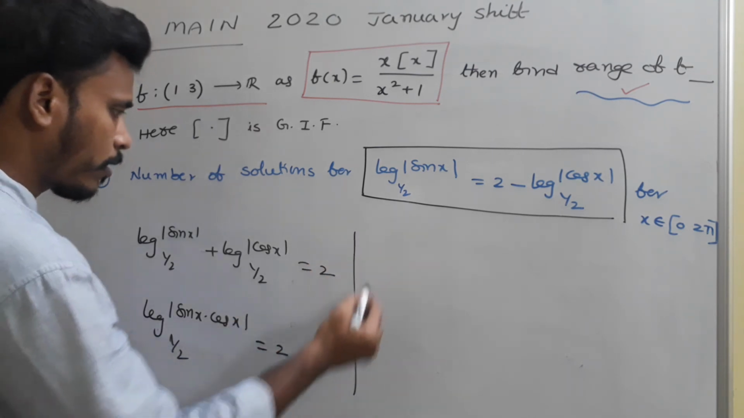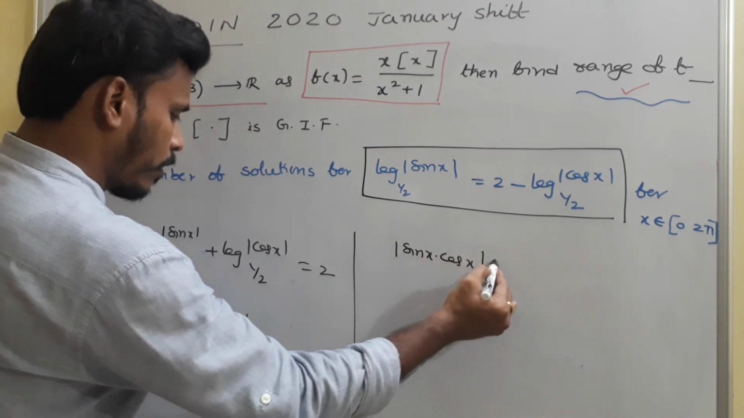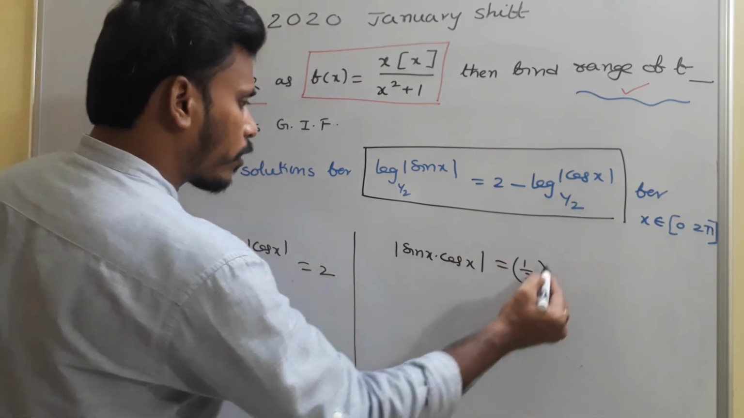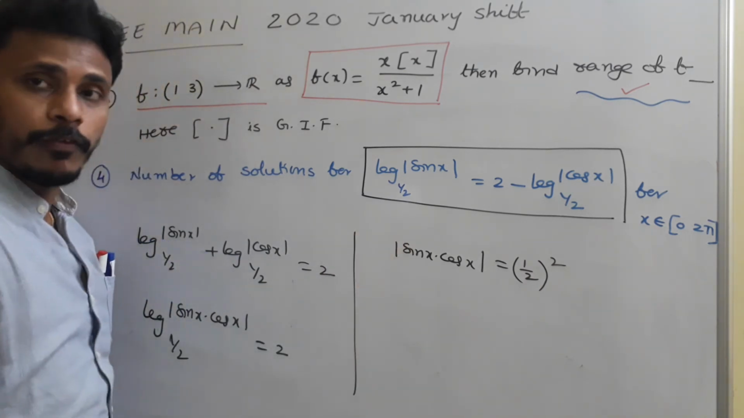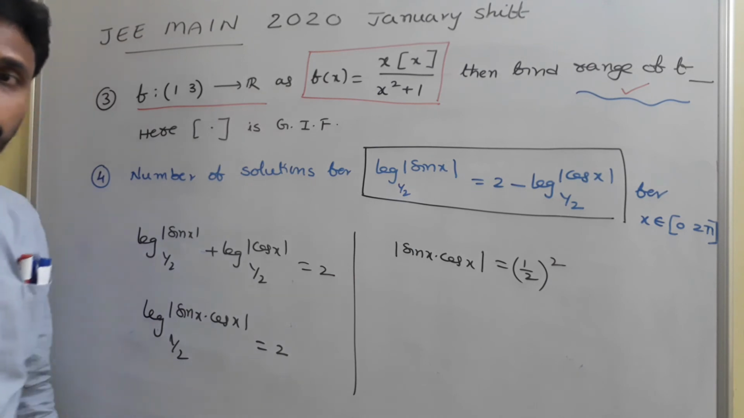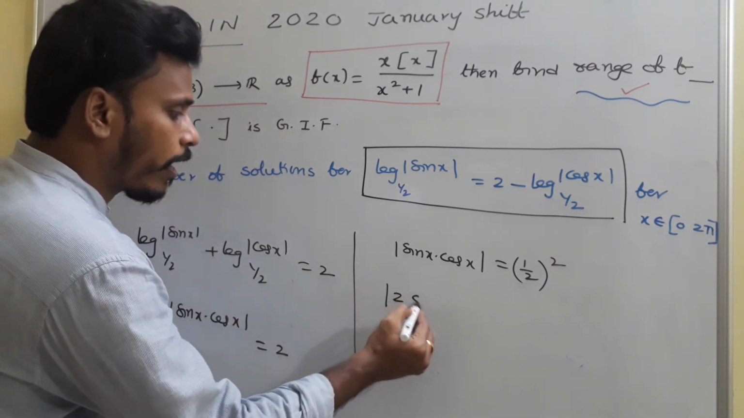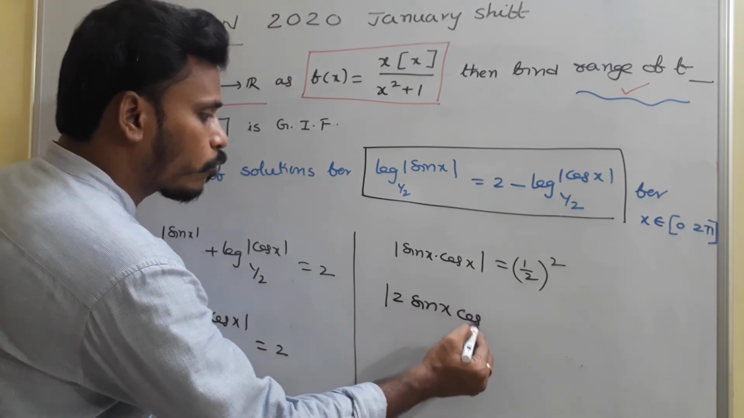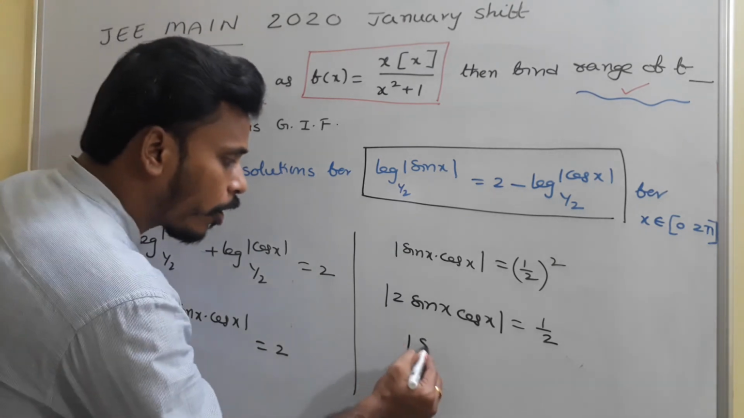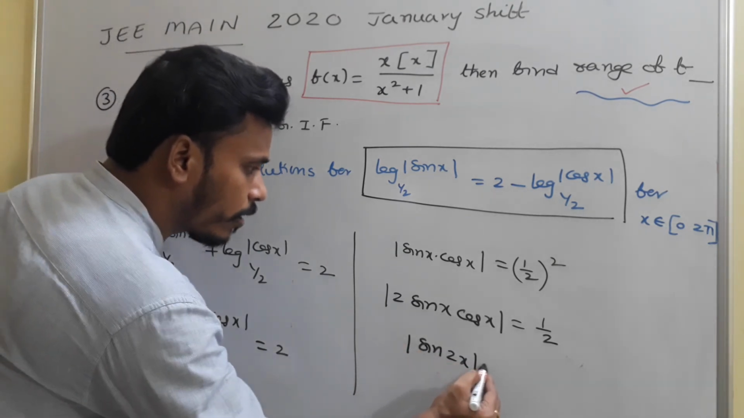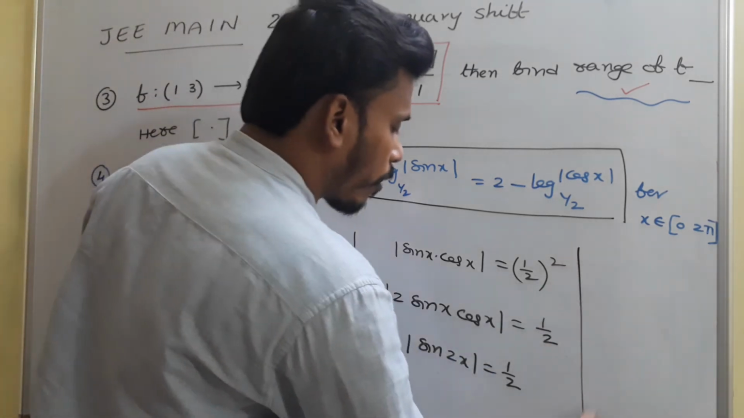How it becomes? So mod sin x into cos x is equals to 1 by 2 power 2. 1 by 2 power 2 is 1 by 4. But this side, this is mod sin x cos x. I know that sin 2x is 2 sin x cos x. So multiply with 2. It becomes mod 2 sin x cos x is equals to 1 by 2. And again, modulus of sin 2x is equals to 1 by 2.